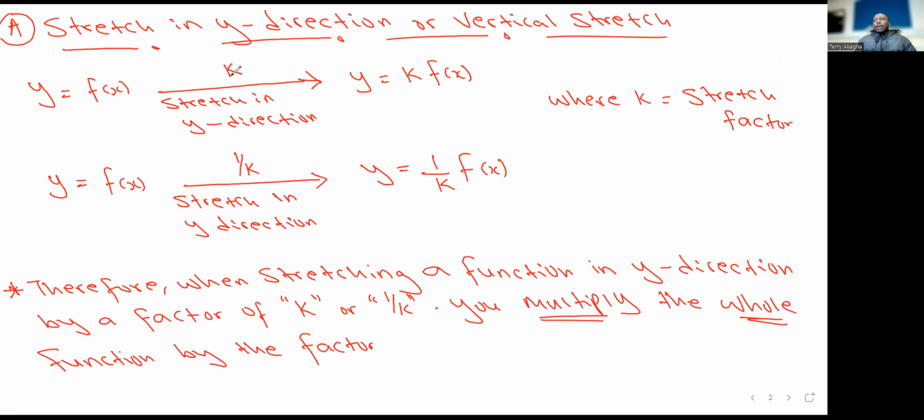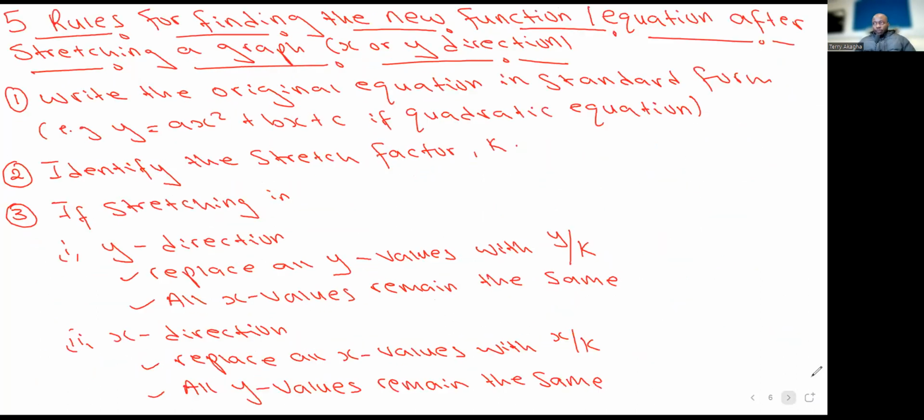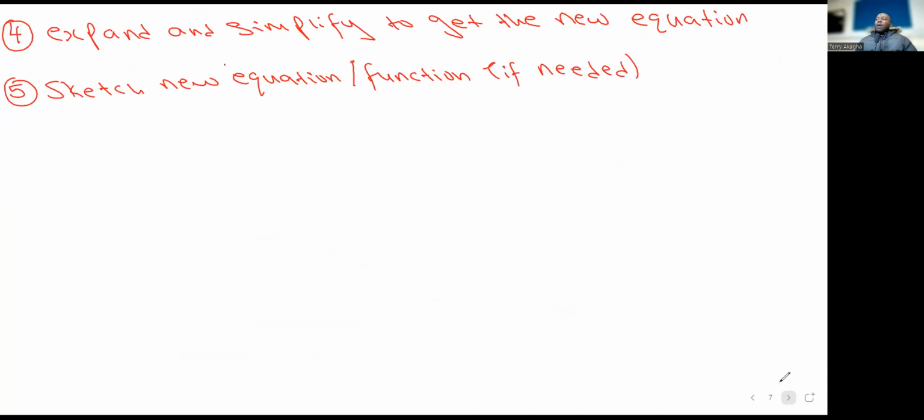When you're stretching in the Y direction, you multiply the whole function by K, while in the other, you multiply by 1 over K. Now, in the X direction, you divide X by K, or divide X by 1 over K, but because it's 1 over, you flip it, and that'll become KX. Okay? And how do you find this? The stretching of a graph, you write the original equation and the stretching factor. If it's in the Y direction, replace all the Y with Y over K, X remains the same. If it's in the X direction, replace all the X with X over K, Y remains the same.